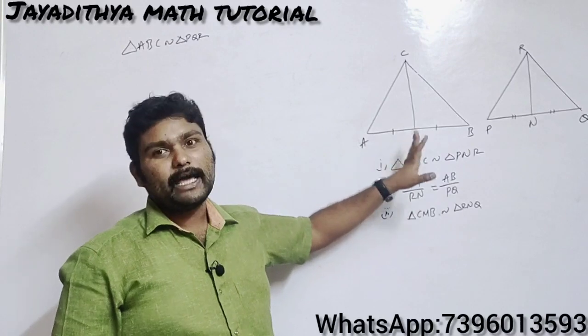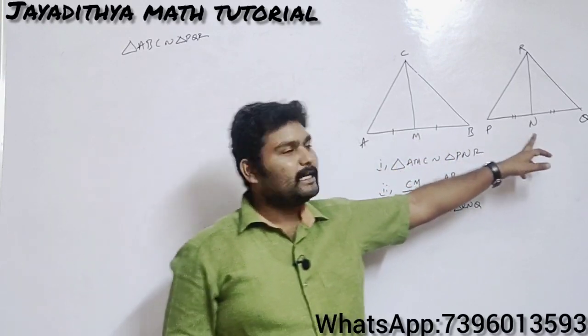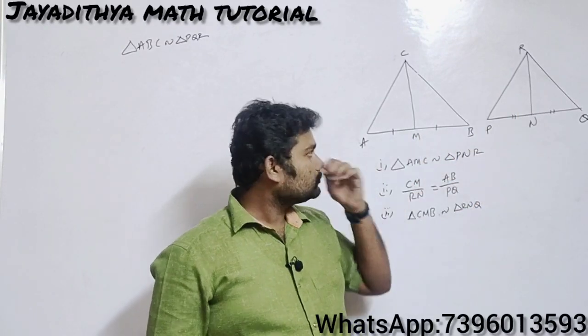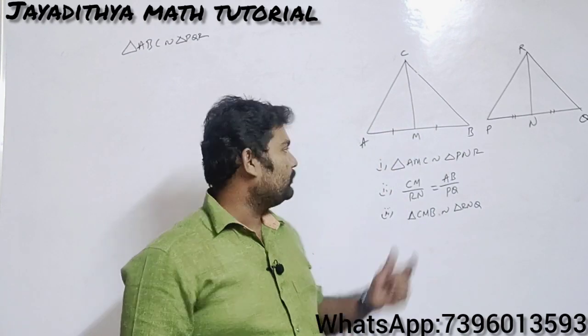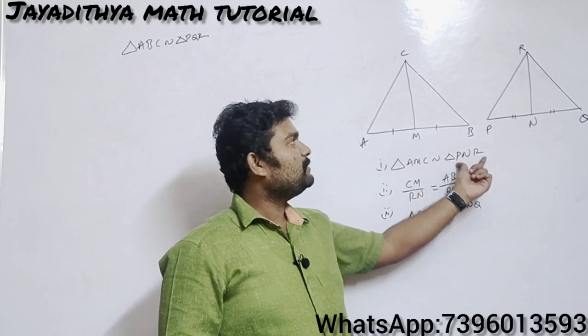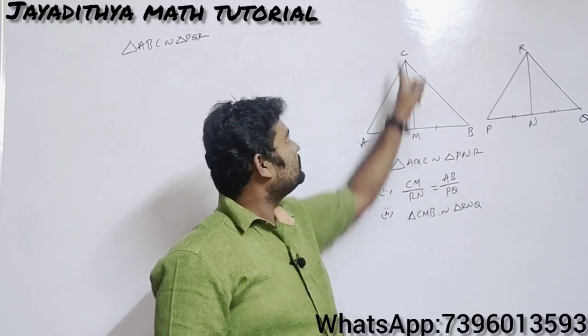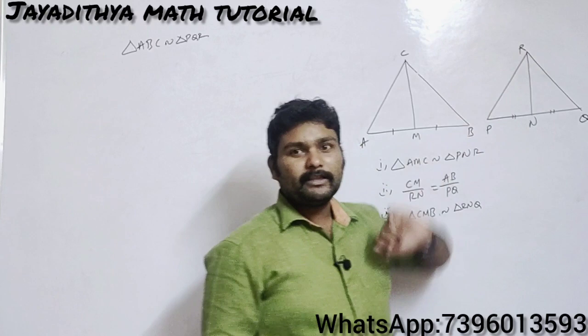This line is known as median. So M will be the midpoint here and N will be the midpoint here. So these two are the medians. This is the information given, and what we need to prove here is triangle AMC is similar to triangle PNR. That is the first proof.